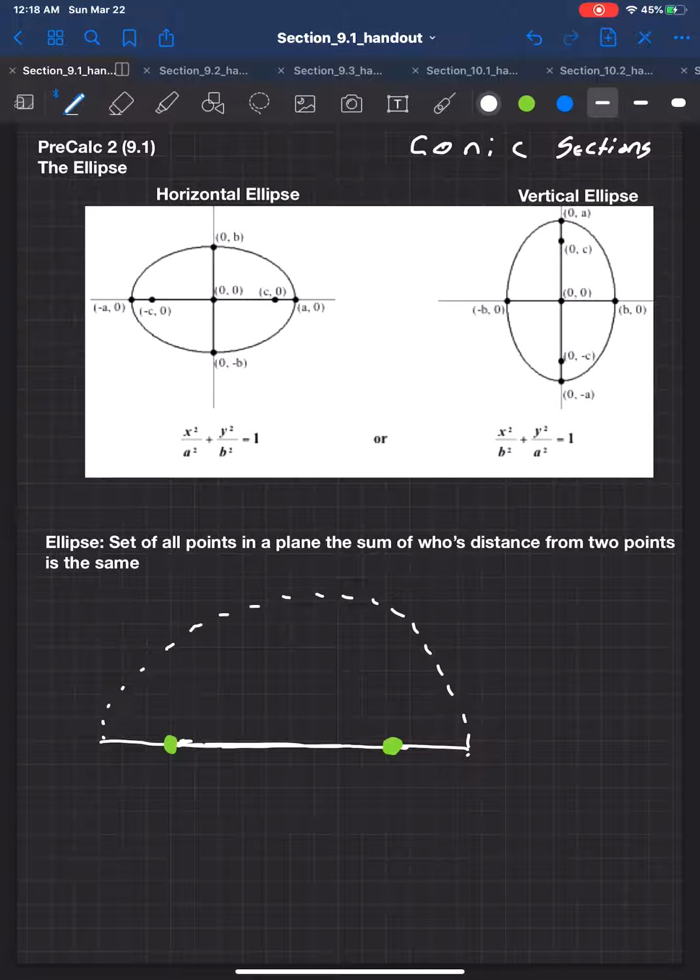Ready? So the definition of an ellipse is the set of all points in a plane. Now this next part will make more sense on the next page. The set of all points in a plane, the sum of whose distance from 2 points is the same. We'll make sense of that statement in just a second.